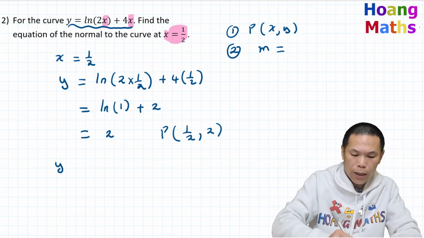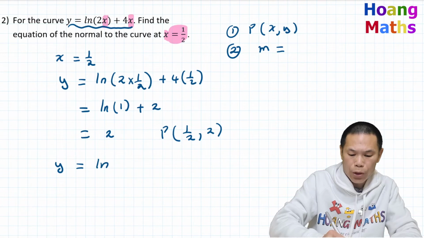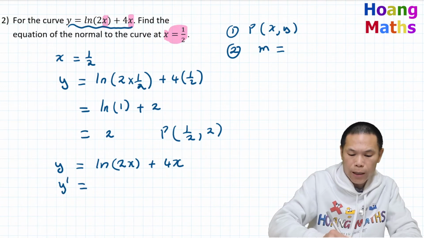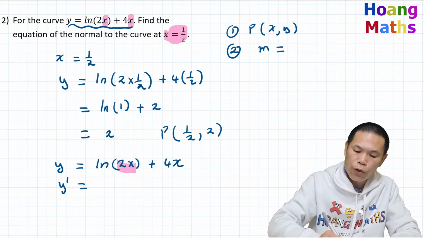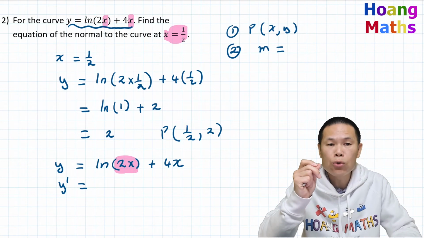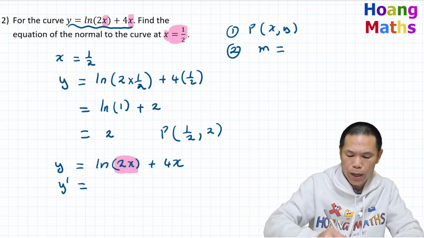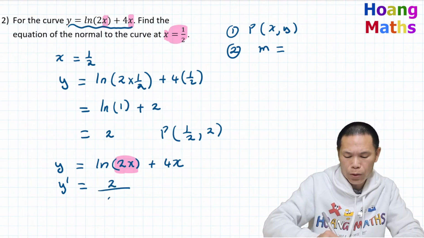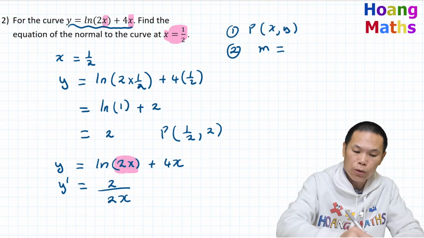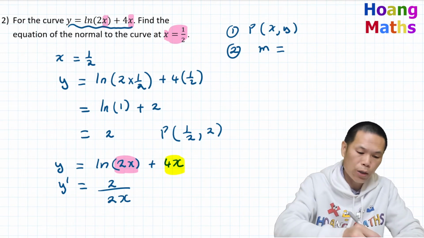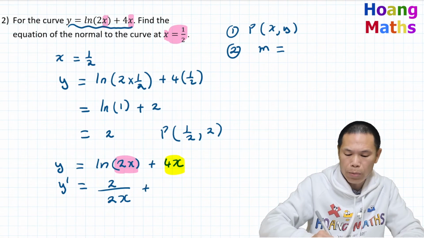So y is equal to ln 2x plus 4x, and we differentiate that. So we differentiate the functions: differentiate 2x is 2, and then over 2x, okay, don't forget. So differentiate that, gives me 2 over 2x, and then we need to differentiate 4x, which is 4, so the answer is plus 4.